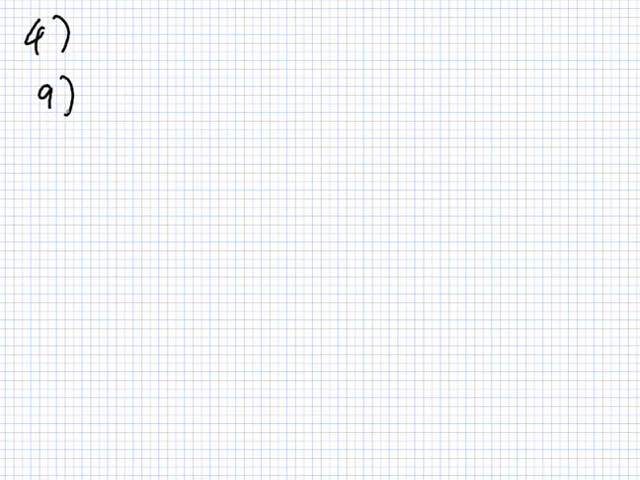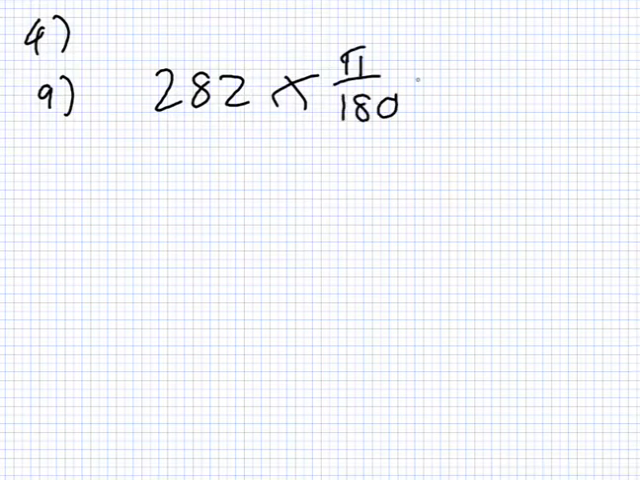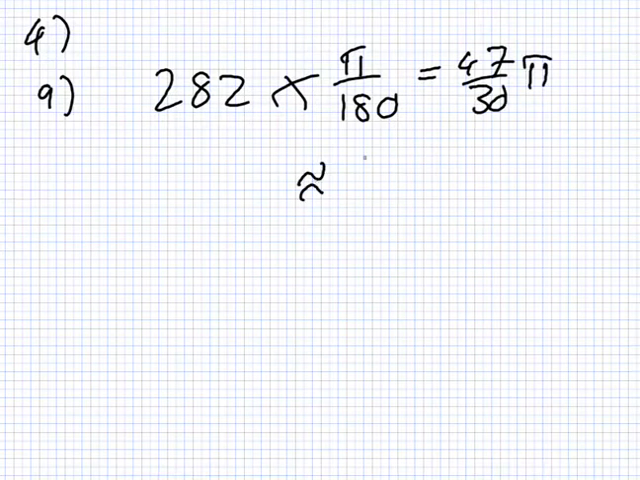For part A, convert 282 into radians. So what do you multiply by to make it into radians? Who remembers that? Yep. Pi over 180. So we multiply by pi over 180, which is 47 over 30 pi, or as a decimal, it is 4.92 radians.